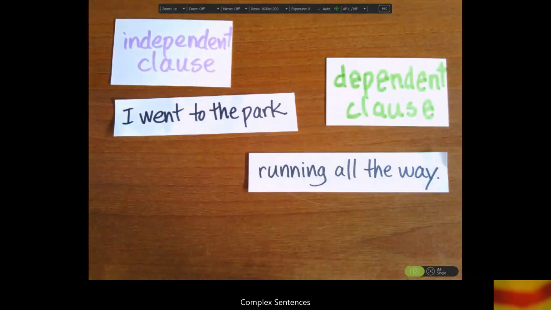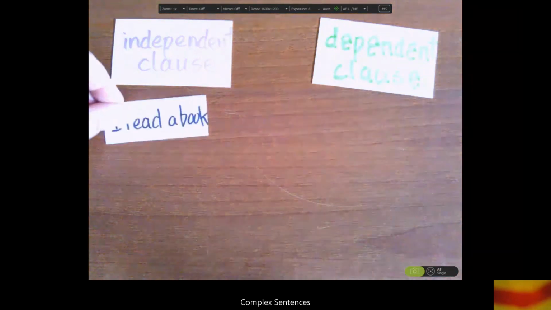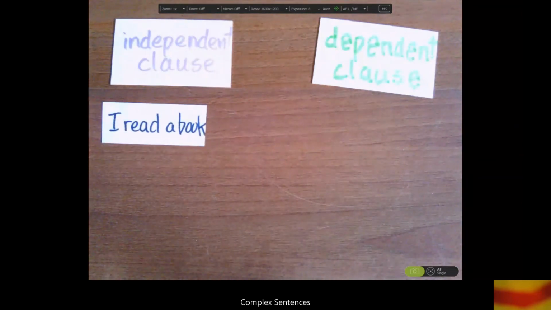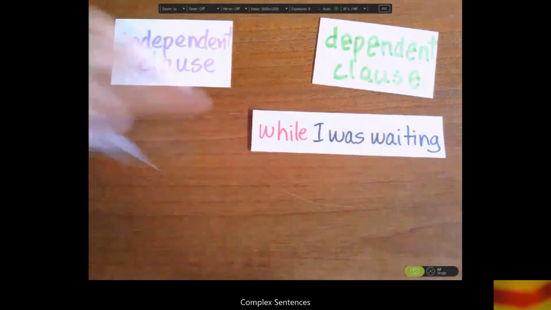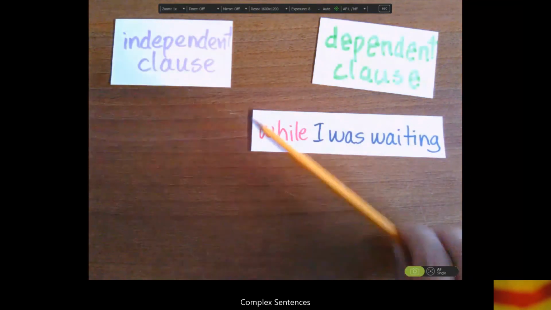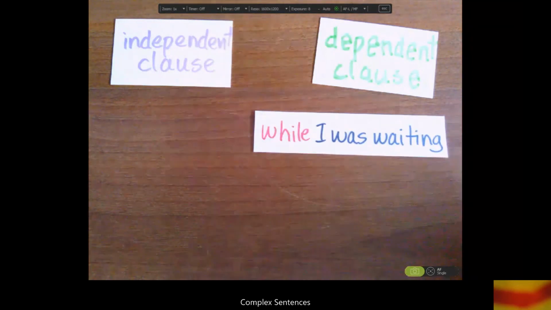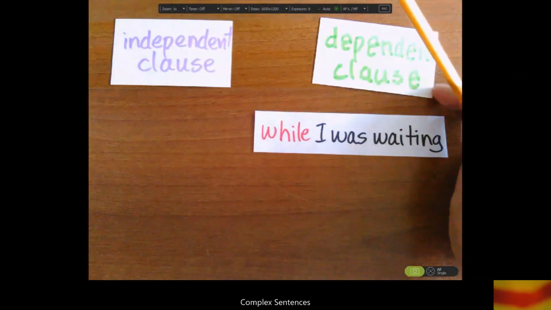It has a part that is a complete thought and a part that is not a complete thought. Let's take a look at other examples. I read a book. That is a complete thought. While I was waiting is not a complete thought. Of course, if you take out this word, I was waiting, yeah, that's a complete thought. But the fact that it has this word here makes it an incomplete thought.